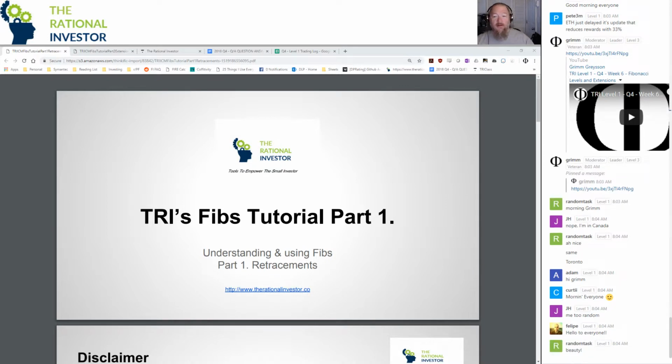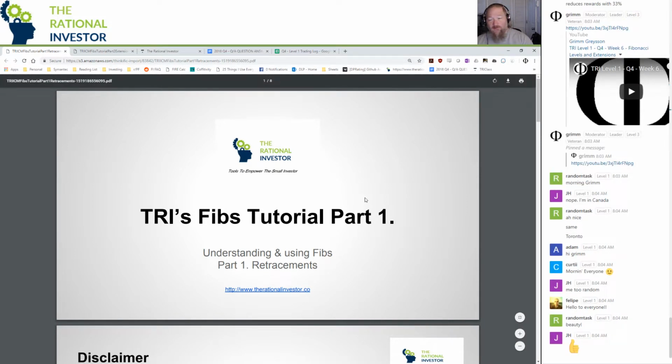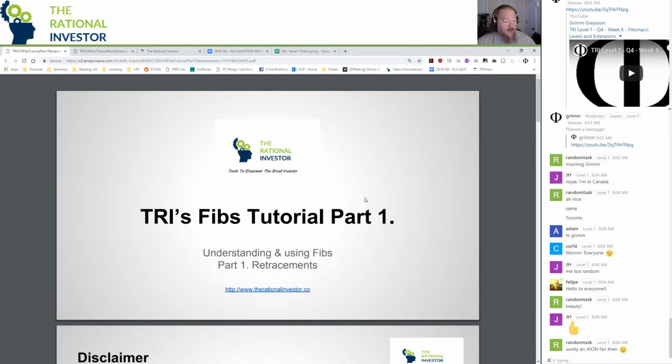Alright, I think we got a quorum. Let's get started. Welcome to week 6 of the Rational Investor School for Trader Development. This is extensions and retracements, so Fibonacci's. This is the week where we start talking about how to identify location for our trades.